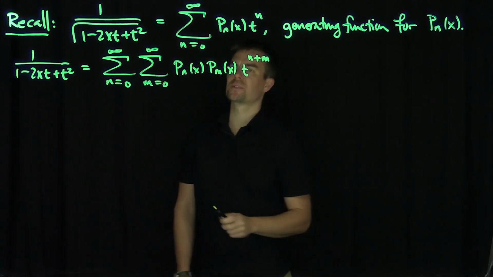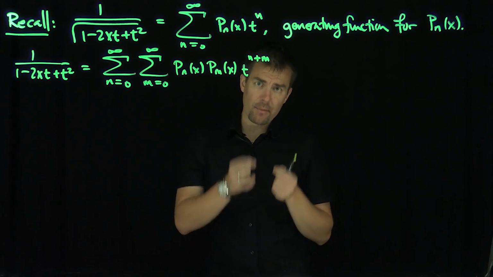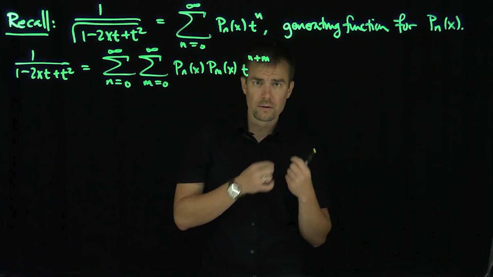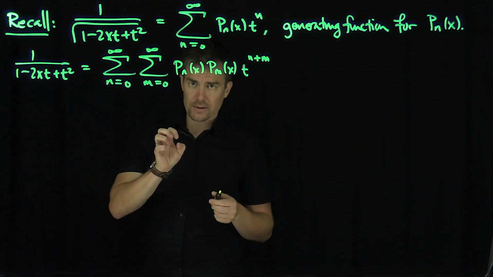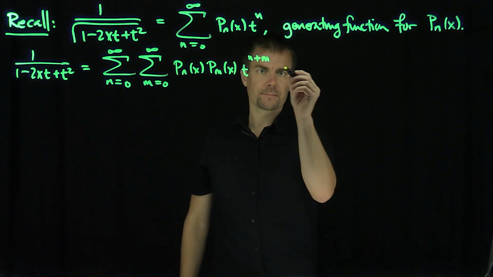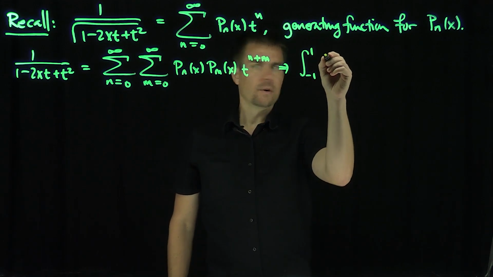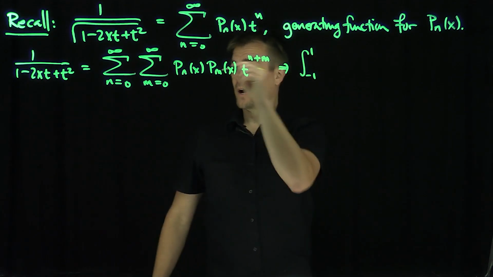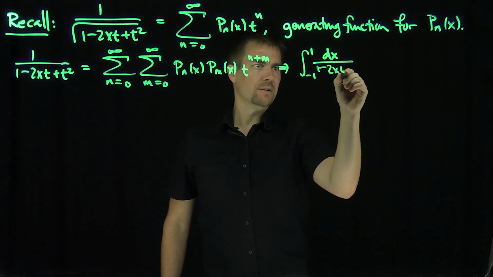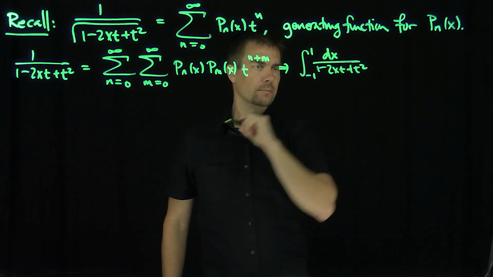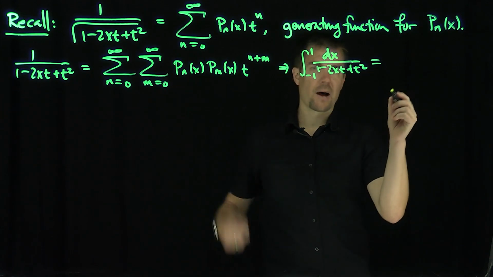So I formally square this, and now I know these functions Pm and Pn, when n is not equal to m, are orthogonal with respect to the Lebesgue measure between -1 and 1. So if I'm going to integrate both sides of this equation from -1 to 1, right? So integrating, we have the integral from -1 to 1, with respect to x, of course, dx over 1 minus 2xt plus t squared is going to be what? It's going to be just the single sum now.